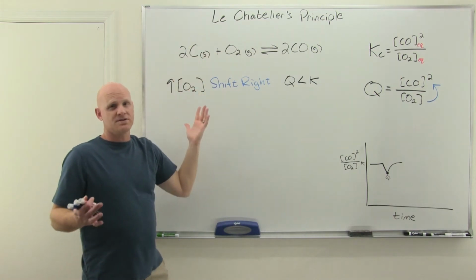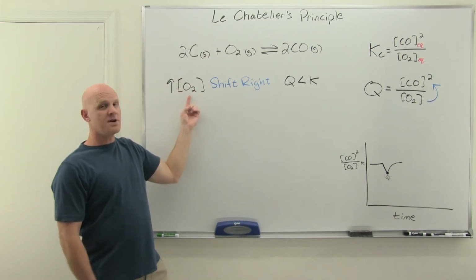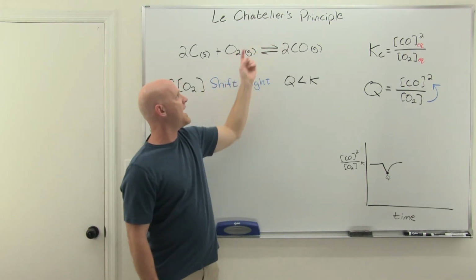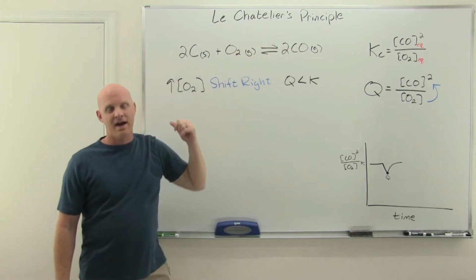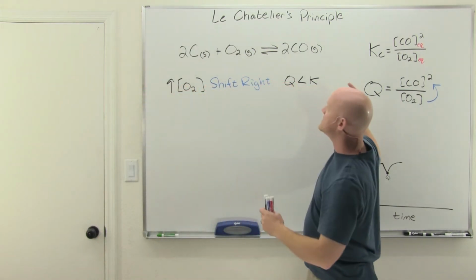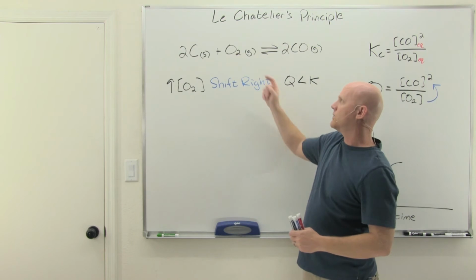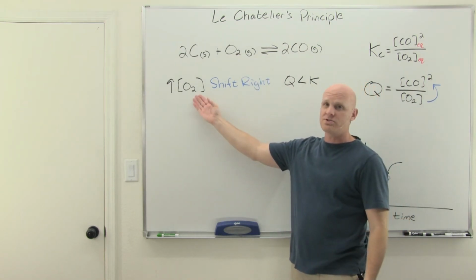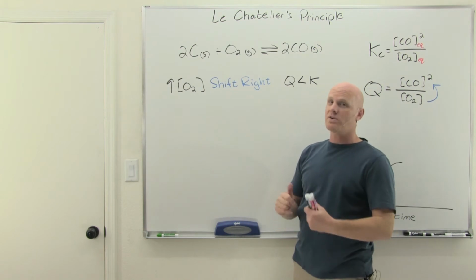So that's our options. Our stress is that we have too much O2 to be at equilibrium. If I shift to the right, I use it up, and that's going to counteract that stress. Notice, if we did the opposite though, if we shifted to the left, we'd actually make more O2. That wouldn't be counteracting our stress. Our stress is that we have too much O2. Making more doesn't help us, it hurts us.